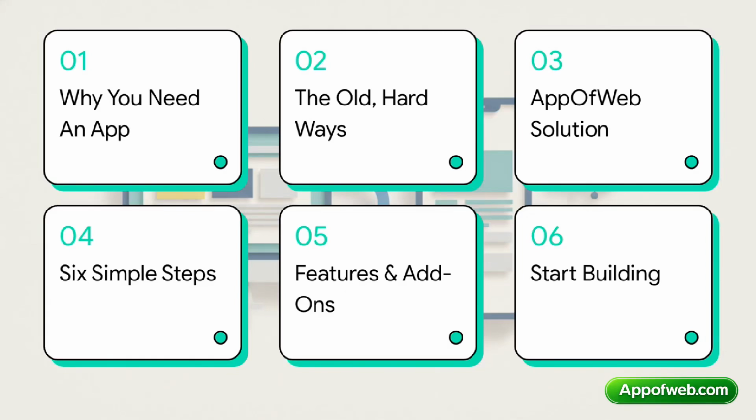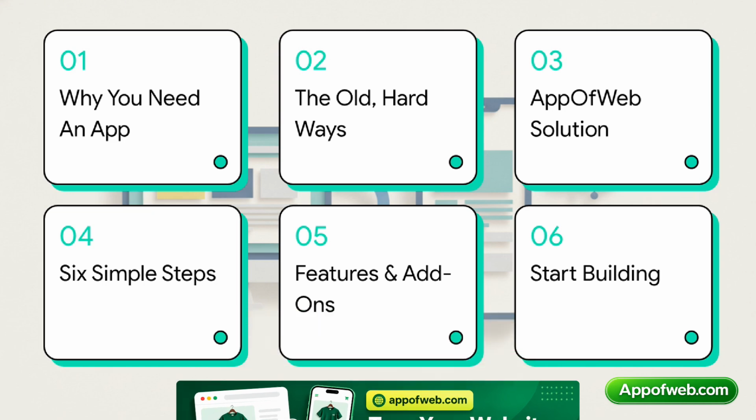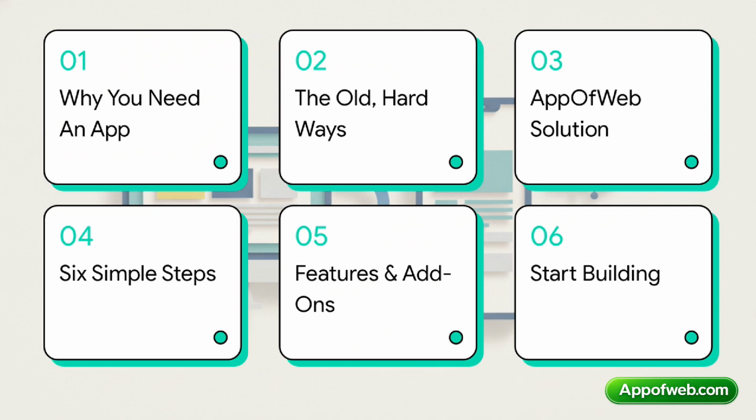So here's our game plan for today. We'll look at 1, why you actually need an app, 2, the old hard ways of building one, 3, the app of web solution, 4, the 6 simple steps to get there, 5, the included features and add-ons, and 6, how to start building your app right now.